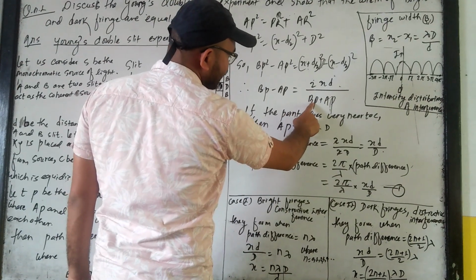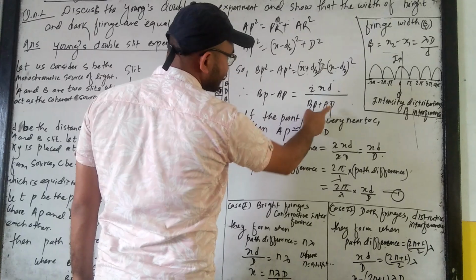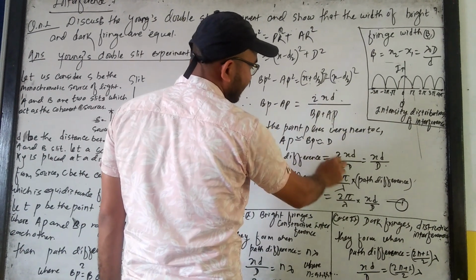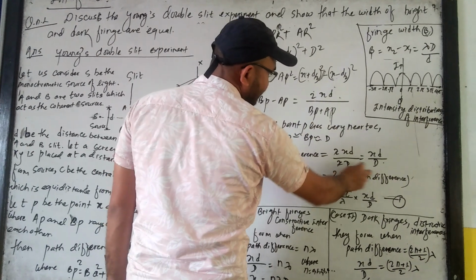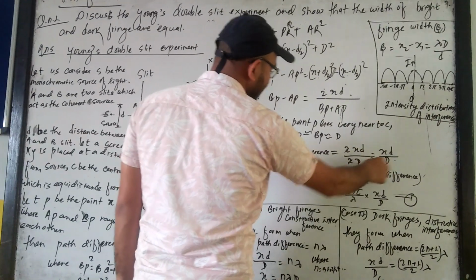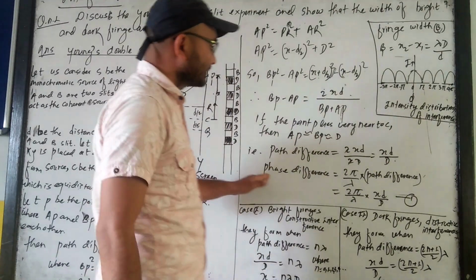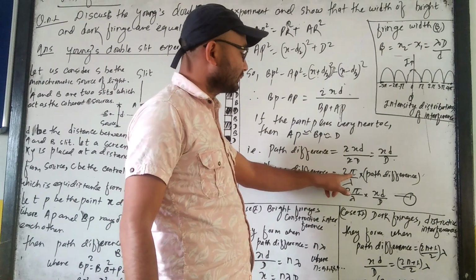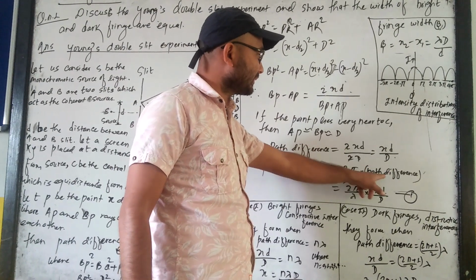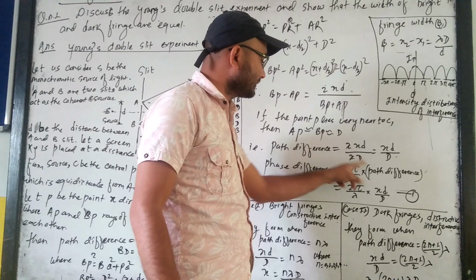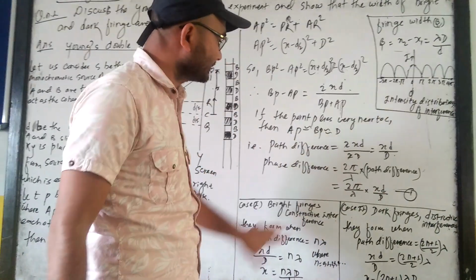When we add these, this one would be D and this one would be D. When they get added, we get 2D, and the 2 cancel each other, then the path difference we get is xd by capital D. In the same way, the phase difference formula is 2π by lambda into path difference, which is xd by D. When we put in the value of the path difference, we get the phase difference too.